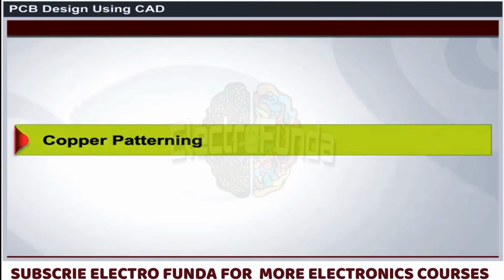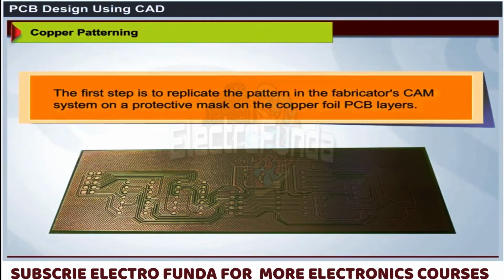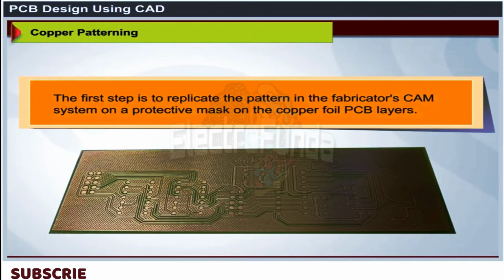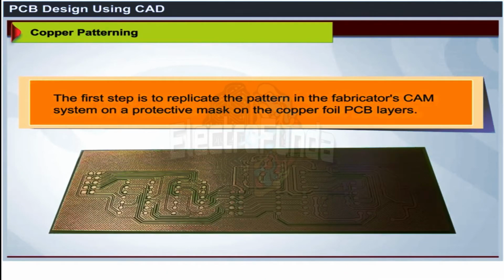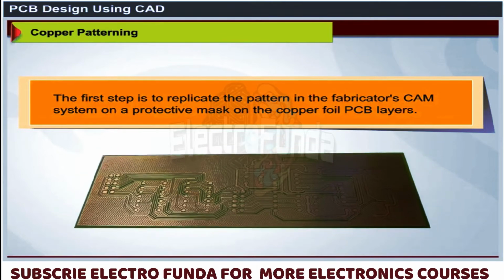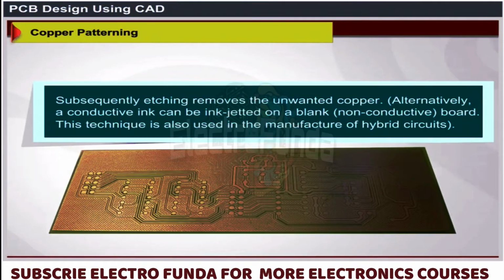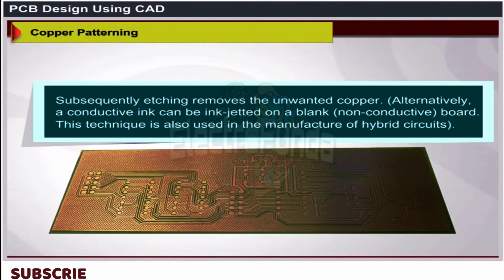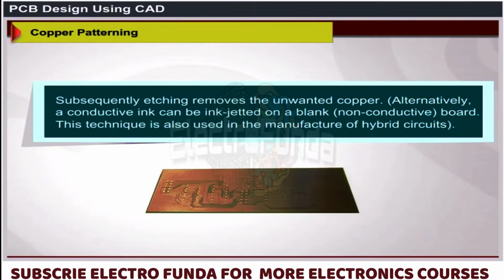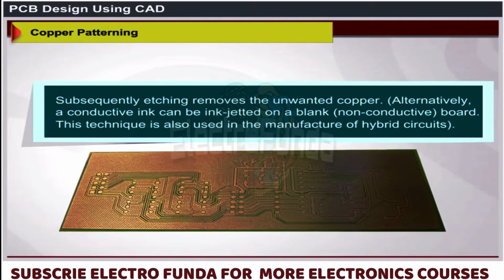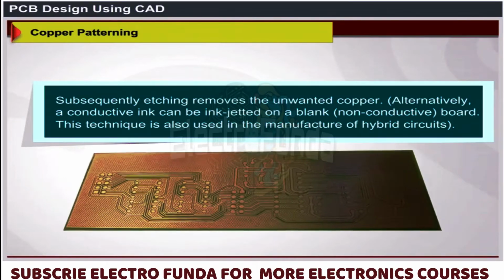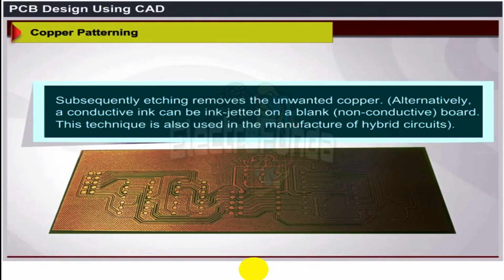Copper patterning. The first step is to replicate the pattern in the fabricator's CAM system on a protective mask on the copper foil PCB layers. Subsequent etching removes the unwanted copper. Alternatively, a conductive ink can be inkjetted on a blank non-conductive board. This technique is also used in the manufacture of hybrid circuits.